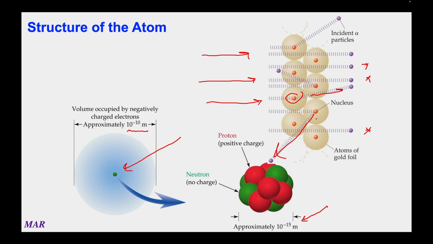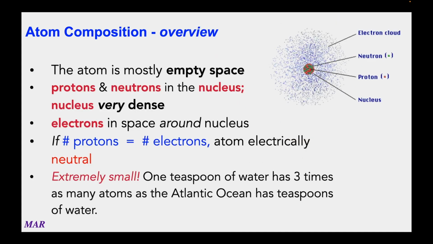So Rutherford's gold foil experiment still defines how scientists think of the atom. It's just that nucleus, super dense, super small, electrons float around the outside, so most of the atom is empty, but oh boy, if you get to that middle nucleus, things start to happen. Most of the atom is empty space, protons and neutrons in the nucleus, and that nucleus is very, very dense. Electrons are in space around the nucleus.